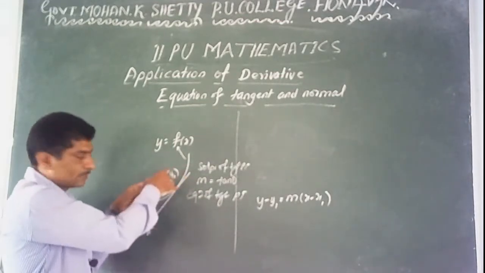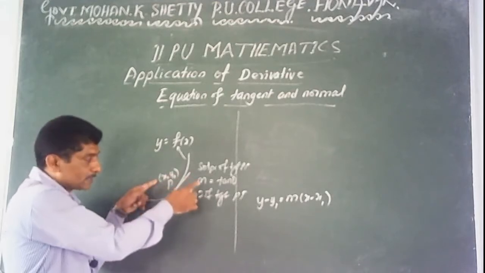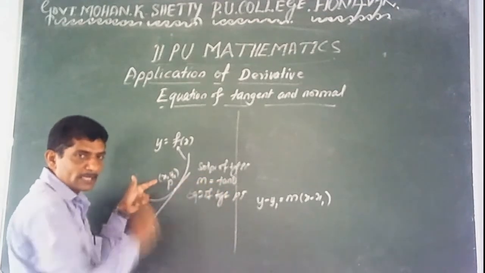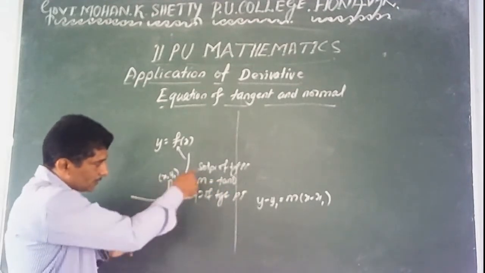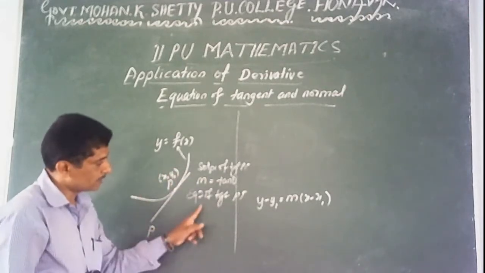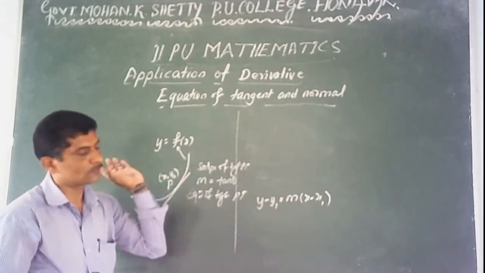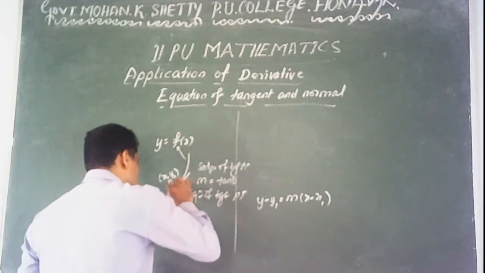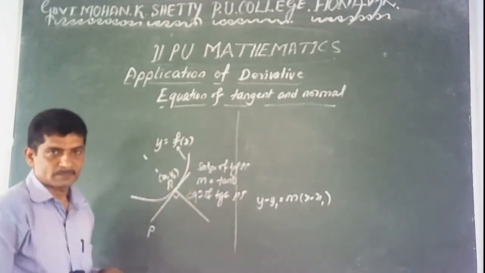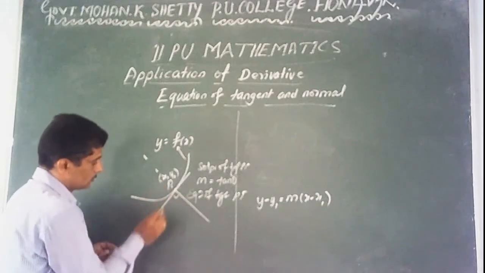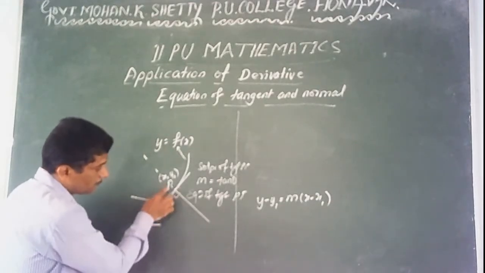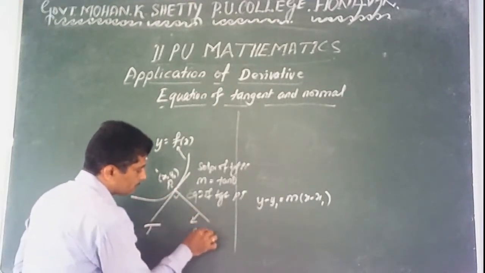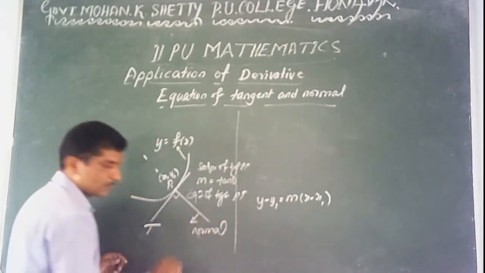PT is a tangent. This tangent line makes an angle theta to the positive direction of the horizontal line, so tan theta is the slope of the tangent. This line has slope m passing through the point (x1, y1). The equation of tangent PT is y minus y1 is equal to m into (x minus x1). At the point P, draw a line perpendicular to PT, passing through the point P. This we call a normal. This one is said to be a normal.